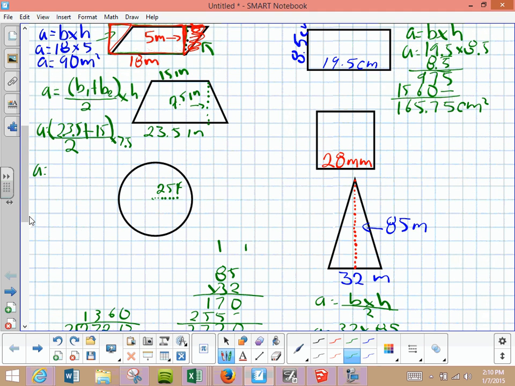The square. Okay, what is the formula for the square? Length squared, right? I want you to use length squared because it reminds you of that square root. It's the opposite of it. So it'll be 28 squared, which is 28 times 28. What do you get when you do that? 784 what? Square millimeters.